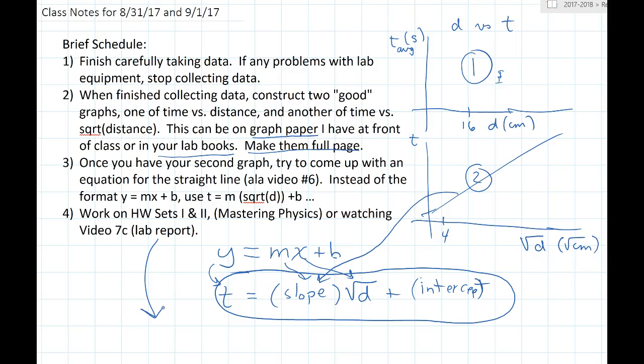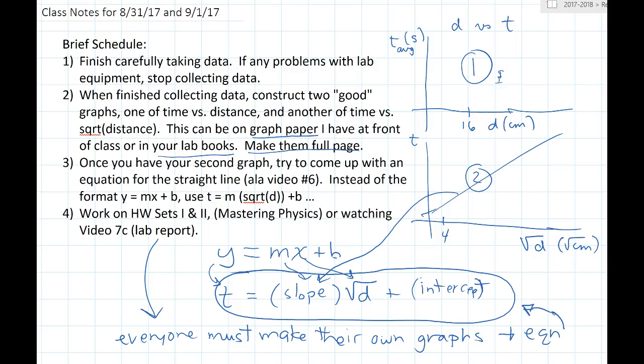It is going to be a group lab report, so you're going to want to split up all of the responsibilities, but everyone will turn in a graph. Okay? So everyone must make their own graphs. Okay? And with that, everyone also needs to make your own equation, which is based off of your graph. All the other parts of the lab you can do as a group, okay? But you absolutely must make your own graph.